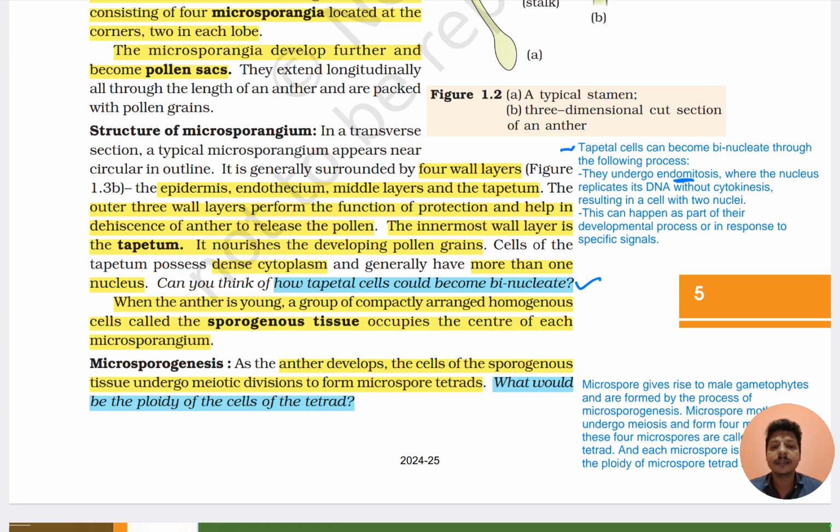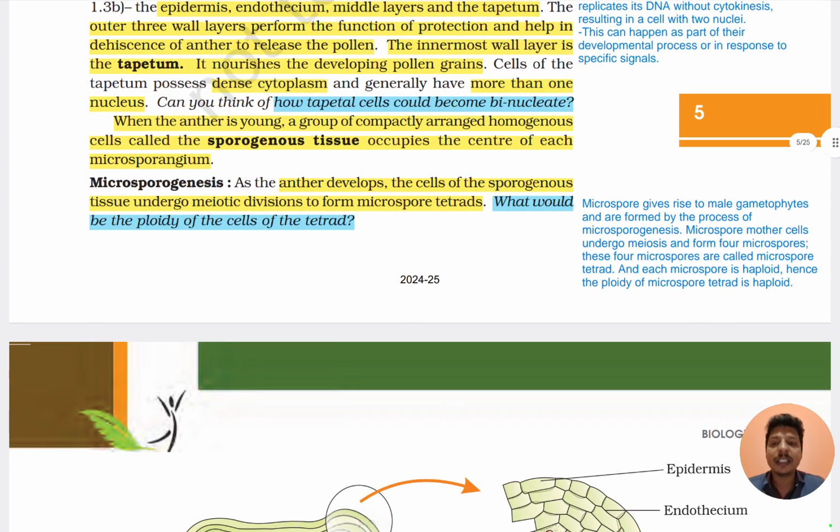Next, when the anther is young, a group of compactly arranged homogeneous cells called sporangenous tissue occupies the center of each microsporangium. Microsporogenesis. As the anther develops, the cells of the sporangenous tissue undergo meiotic division to form microspore tetrad. And what would be the ploidy of the cells of the tetrad?